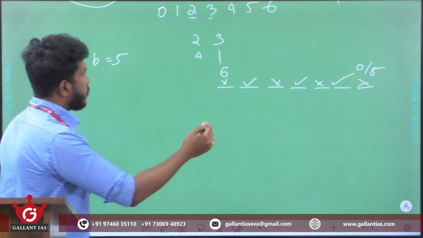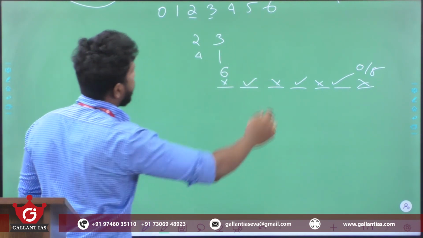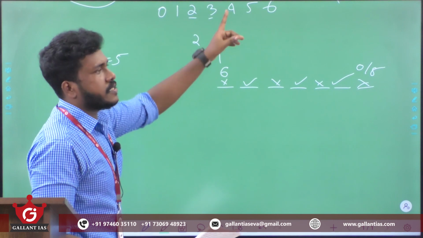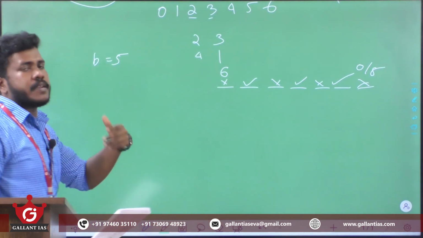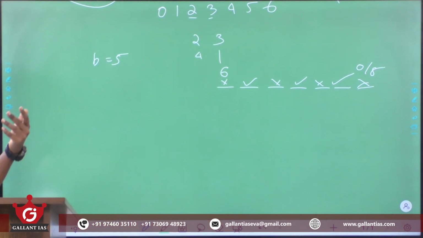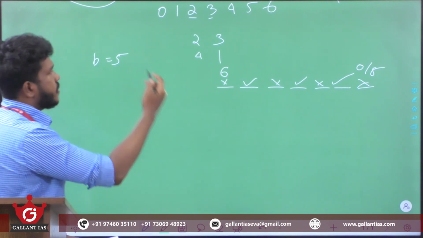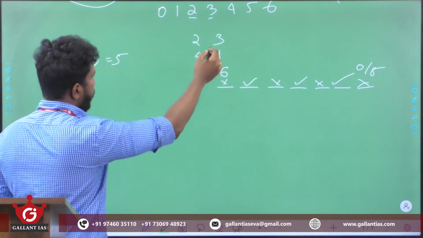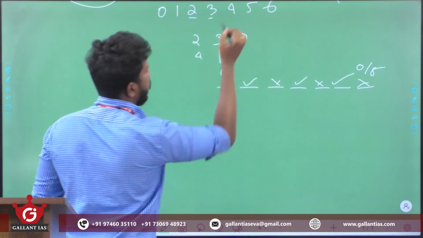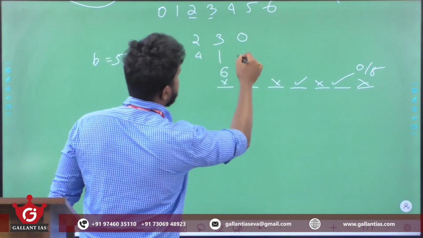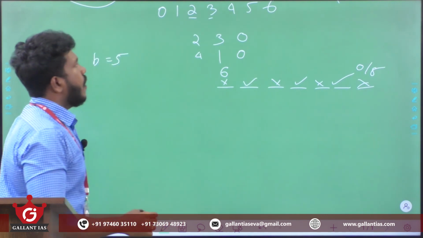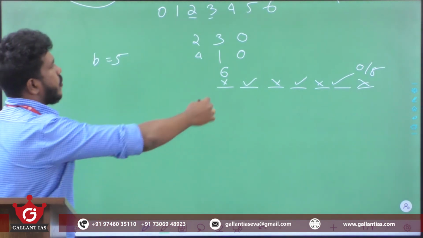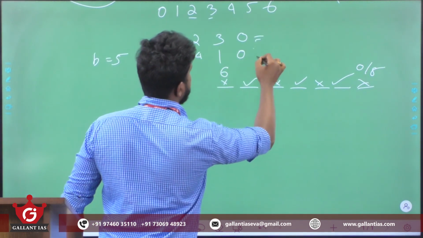Three different values. So you need to select three different values out of 0, 1, 2, 3, 4, 5, 6 in such a way that the resultant sum should be equal to 5, right? So how to select the values? 2, 3, 0, right? And 4, 1, 0. I think these are the pairs of values that give the total value as 5, right?